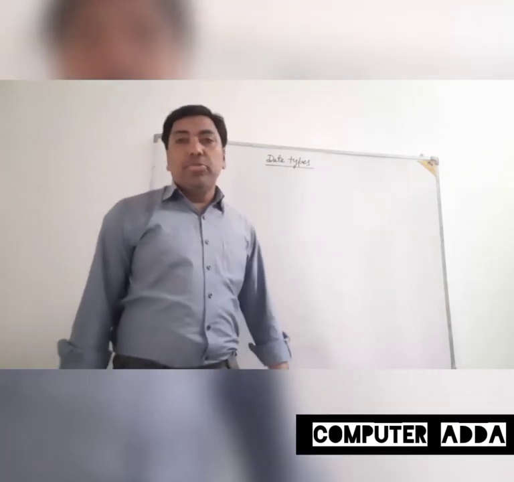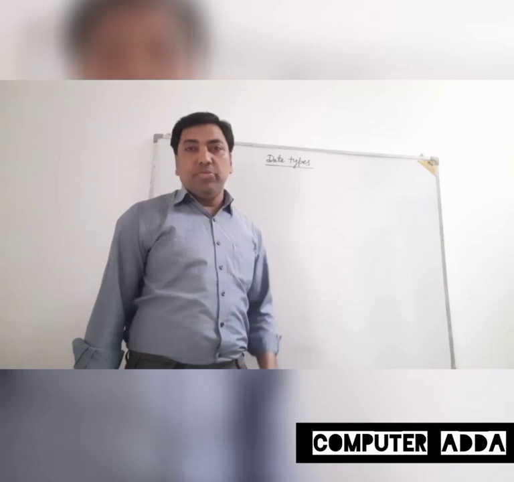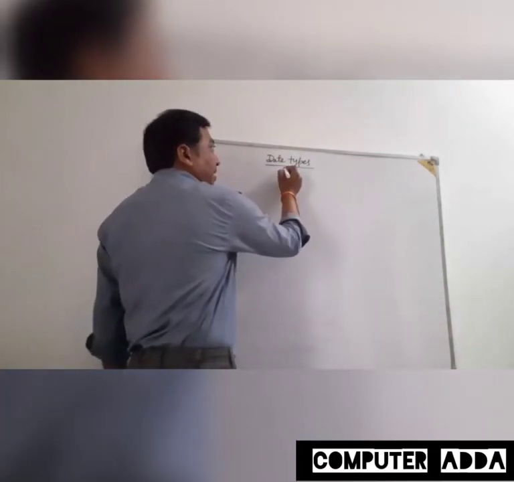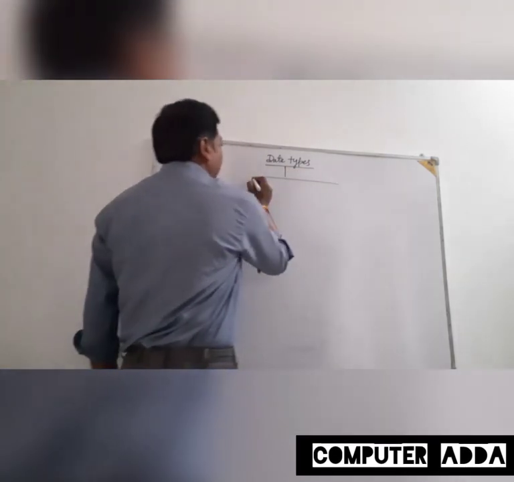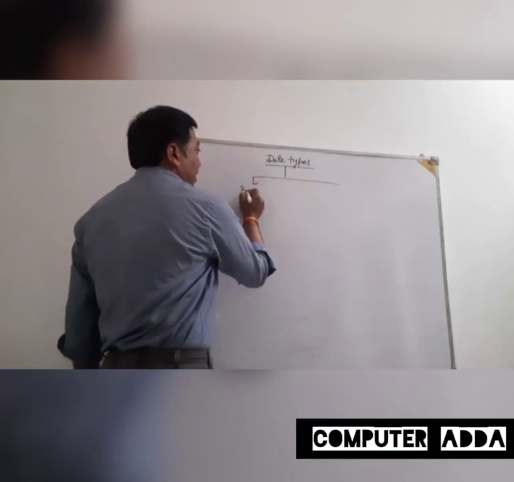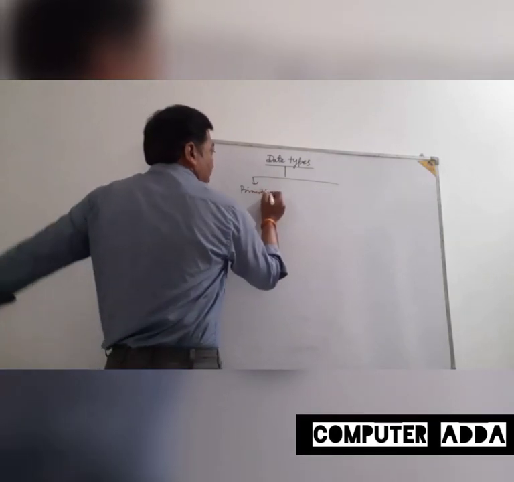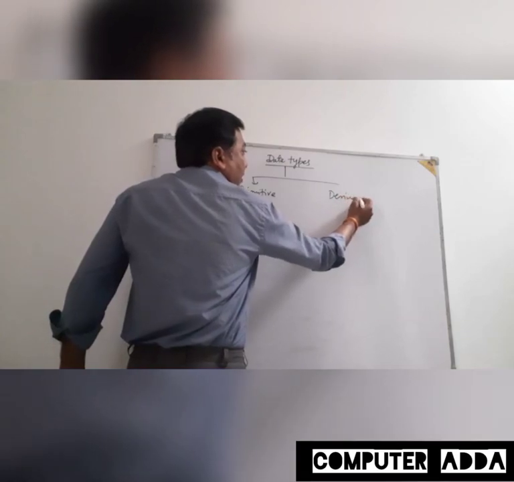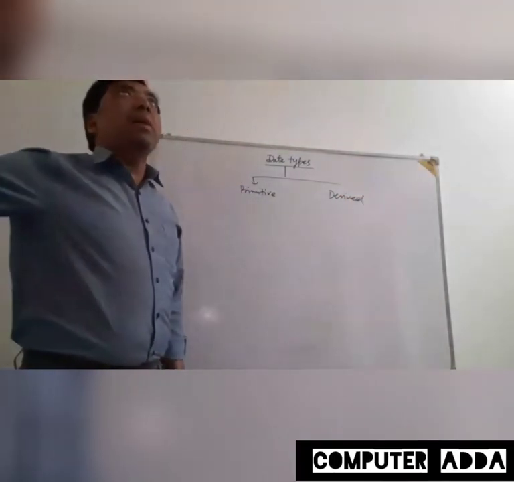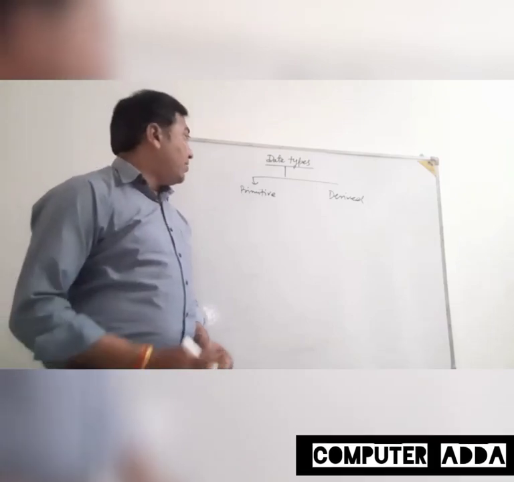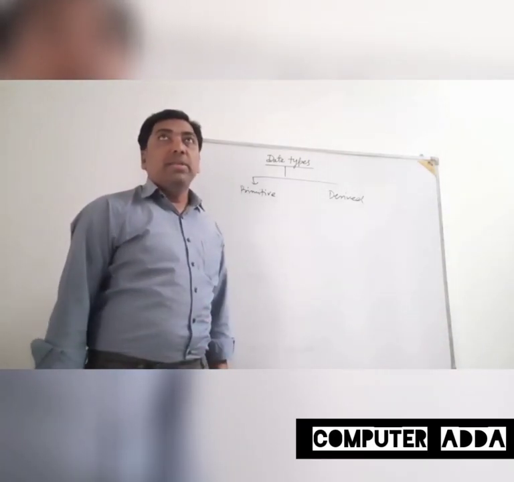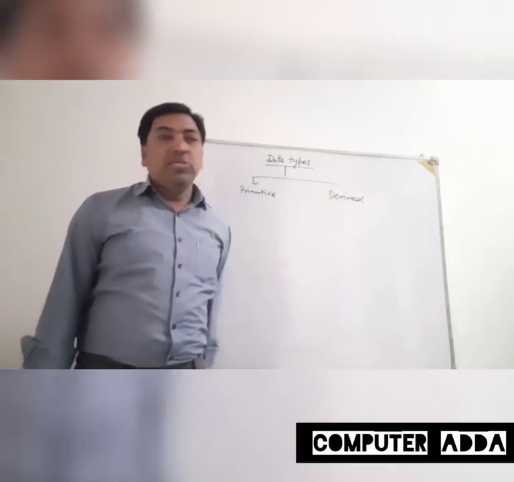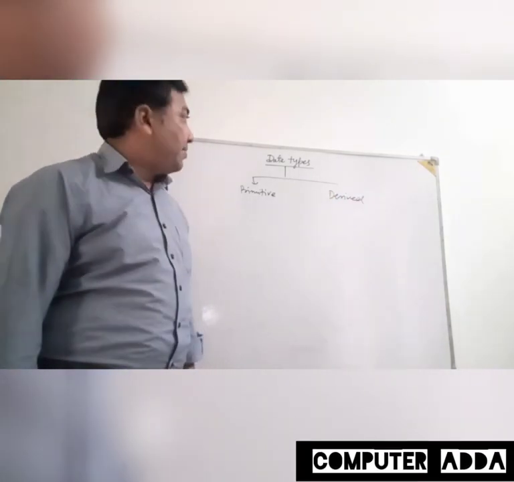Data types are used to identify the type of value that is to be entered in a program. There are basically two types of data types: primitive data type and derived data type. Primitive data types are also known as fundamental data types, and derived data types are also known as non-primitive data types.